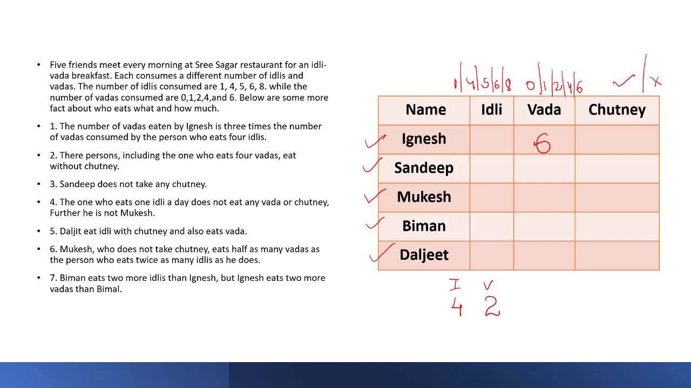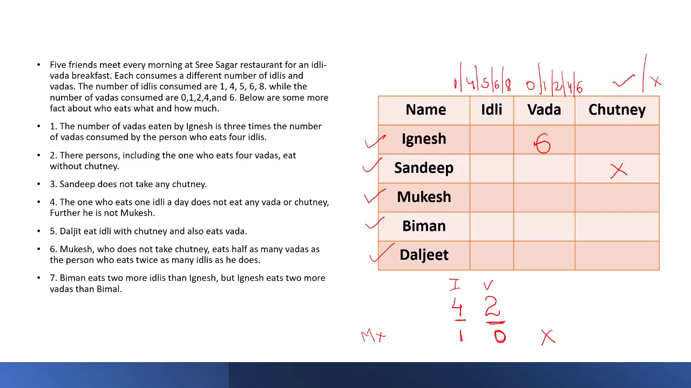Right now we don't know whom to assign this to, but we know this 4 idli and 2 vada would go to one specific person. Now, 3 persons, including the one who eats 4 vadas, eat without chutney. Okay, we cannot use this as of now. Sandeep does not take any chutney, so we put a cross here. The one who eats 1 idli a day does not eat any vada or chutney. Further, he is not Mukesh. So there is another person for whom we know that the idli count is 1, the vada count is 0, and he does not take any chutney. Also this person cannot be Mukesh, and of course, he is also not Ignesh.